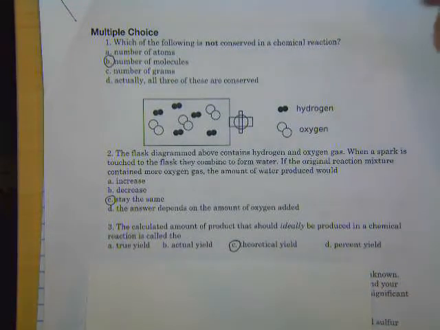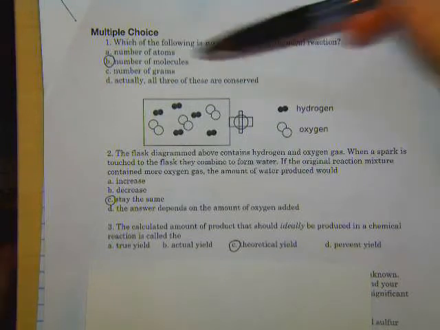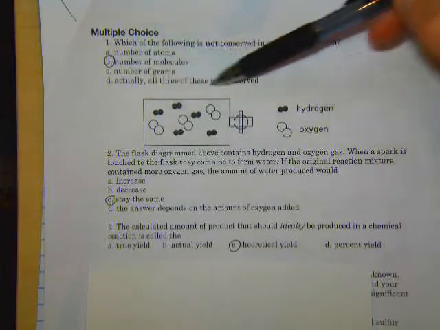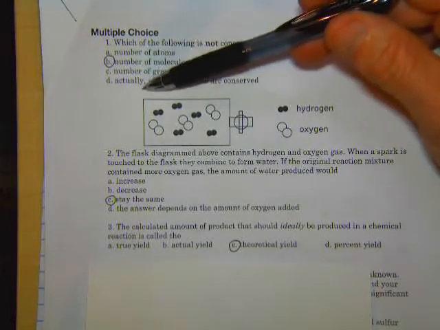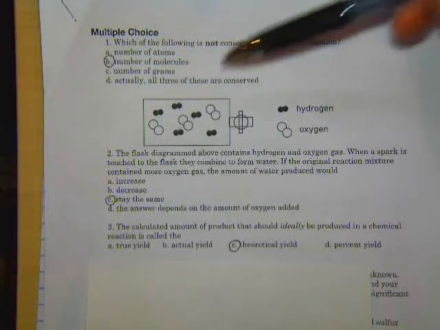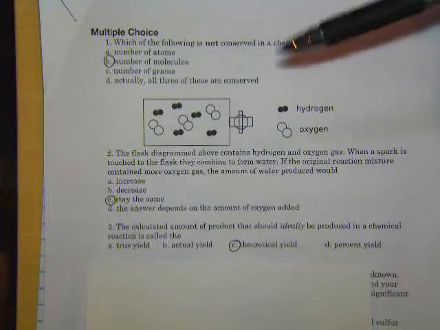So the first one here, we've got a multiple choice problem which says which of the following is not conserved in a chemical reaction, and we're given the 4 choices. Always kind of interesting in multiple choice tests. You naturally go to the answer that includes all the above possibilities. But in this one, let's go through it once to make sure that is the correct answer.